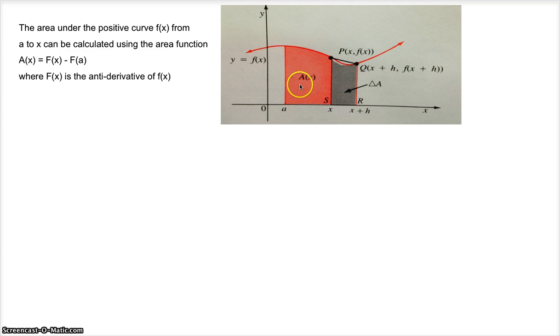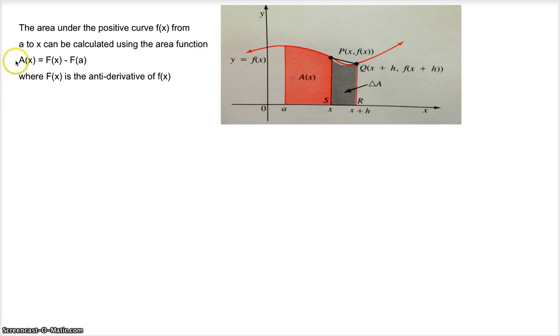So we have a diagram here. We have our region here, as we did in the first slide. But I extended the region a bit here by h. So this gray area here is the extension to x plus h here. And we're going to use this diagram to help us understand where this formula comes from.